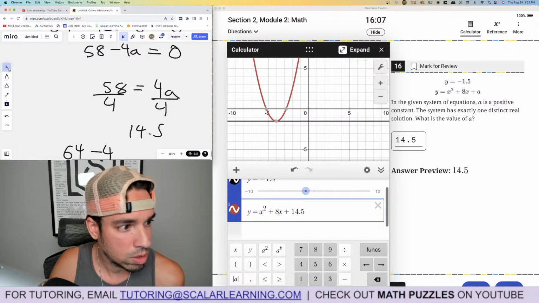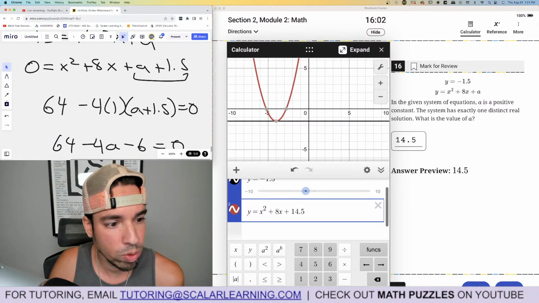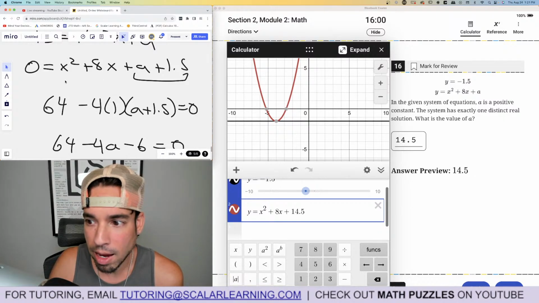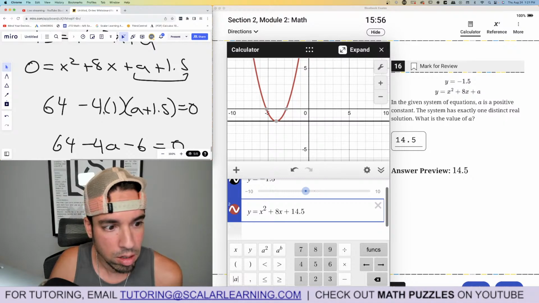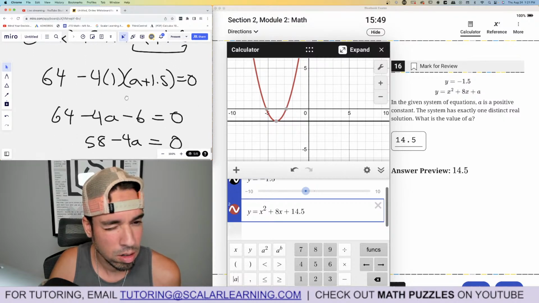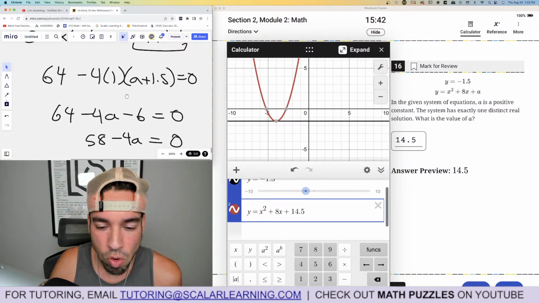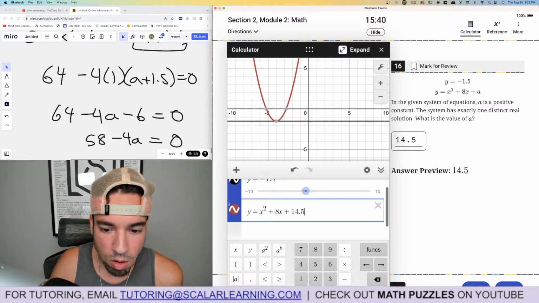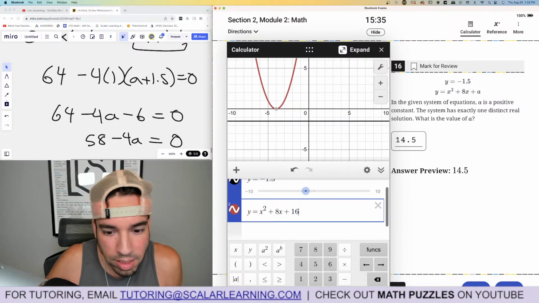Wait, give me 1 second. I had b squared minus 4ac negative, and that has to equal 0. So we get negative 4a minus 6. And that's 58 divided by 4. That's wrong. Hold on. Something is not. It's 16.